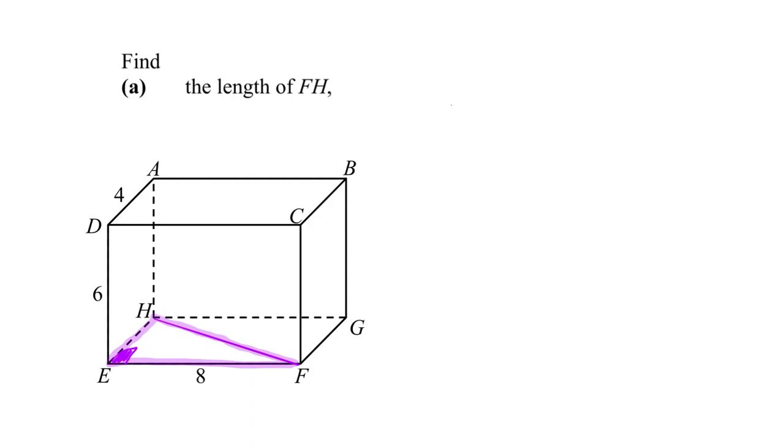And if I were to draw in 2D, do a quick sketch of H, E, and F. If I view this cuboid from the top, then it will look like this. EH is the same as AD, 4, EF is 8.